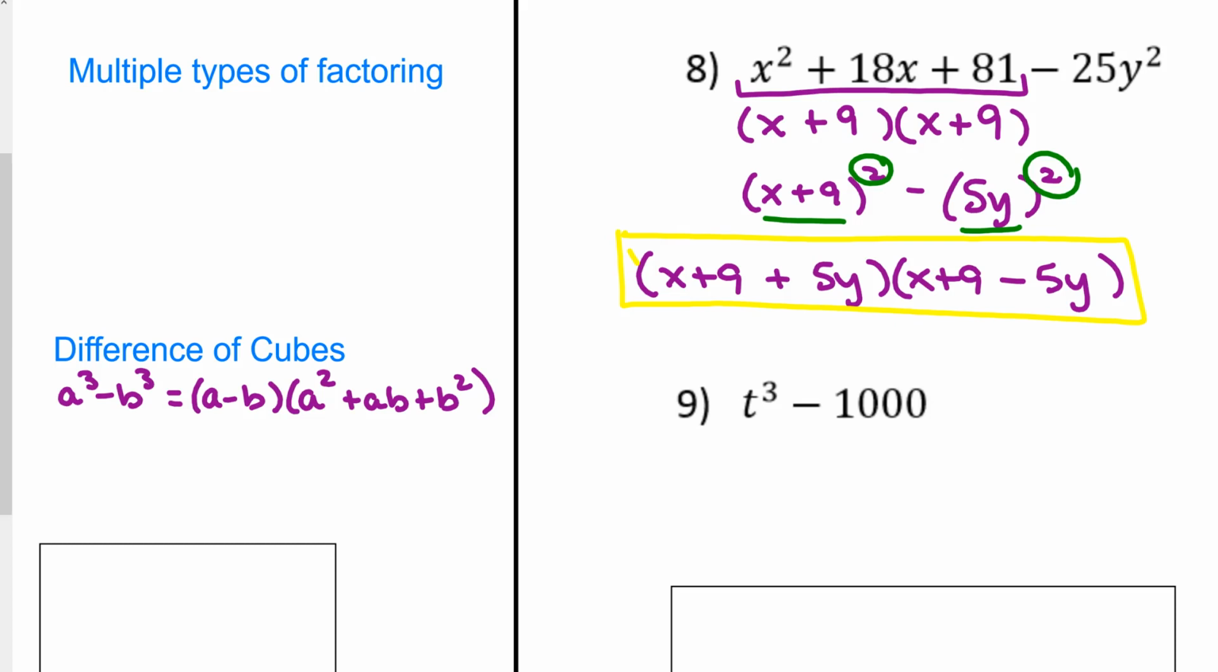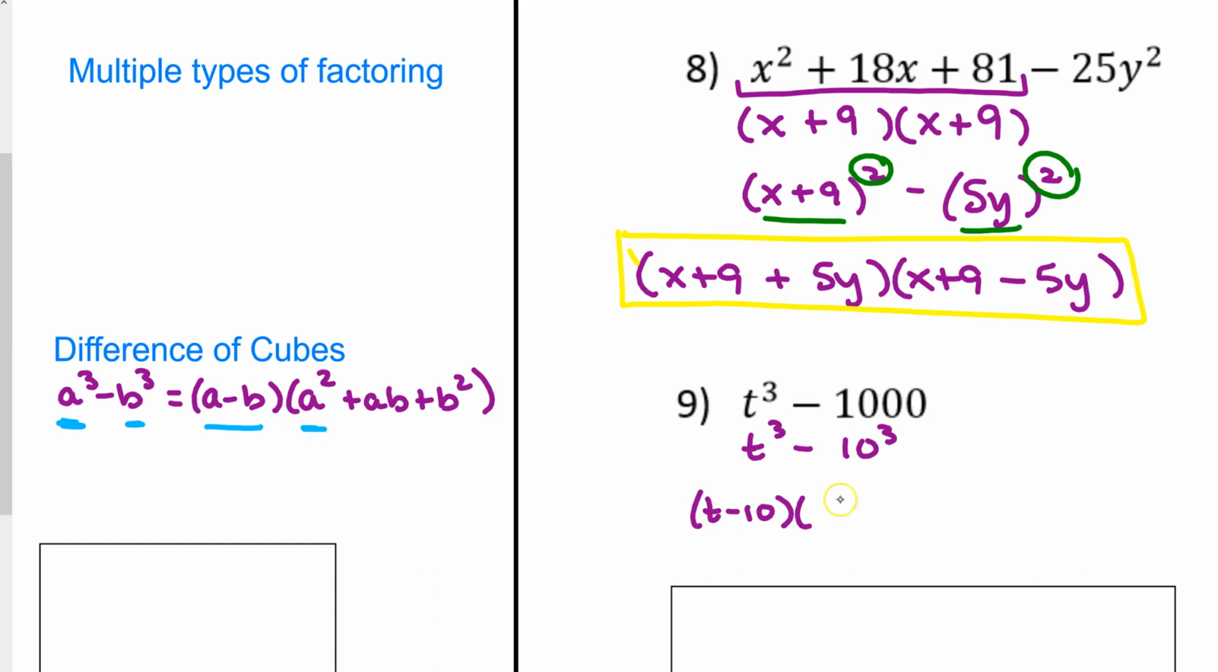So here's our example, t cubed minus 1,000. So this is a difference of cubes. t is cubed and 1,000 is 10 cubed. So we're thinking of our t as our a and our 10 as our b. So the first thing we have is a minus b. So that means the first thing we're going to have is t minus 10. That's one factor. And then the second factor has a squared.